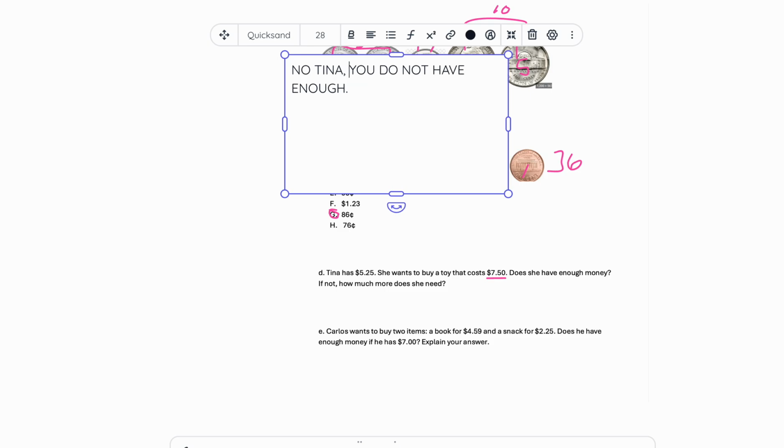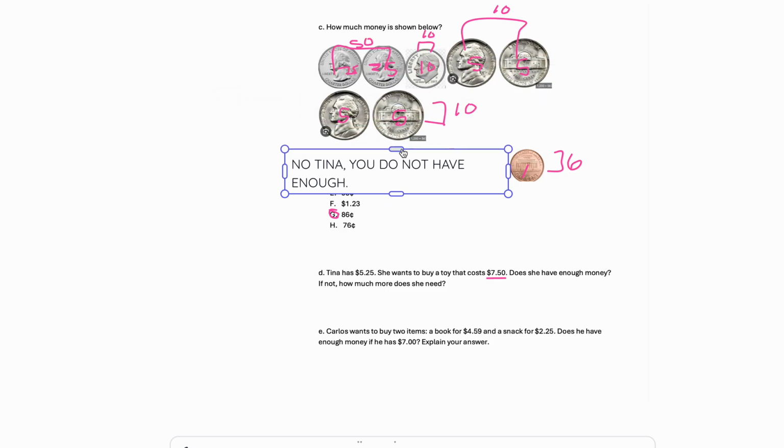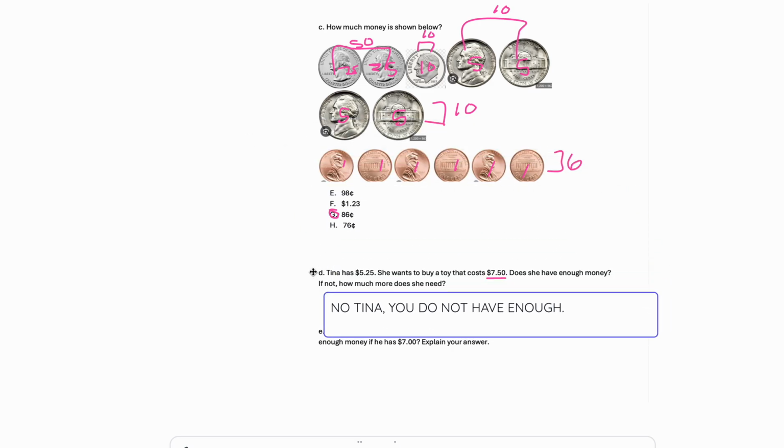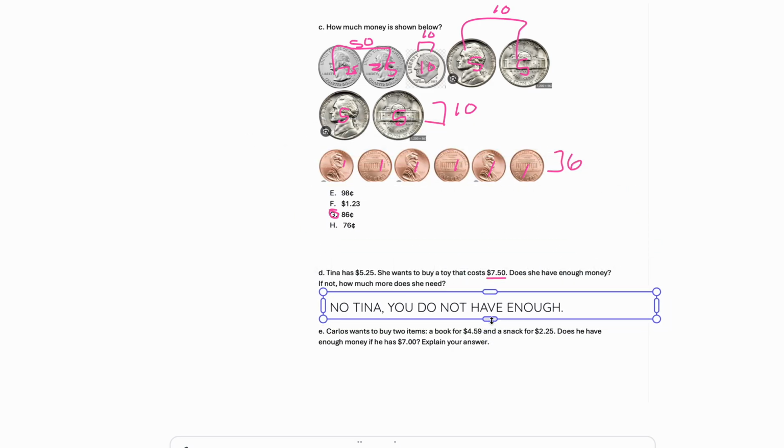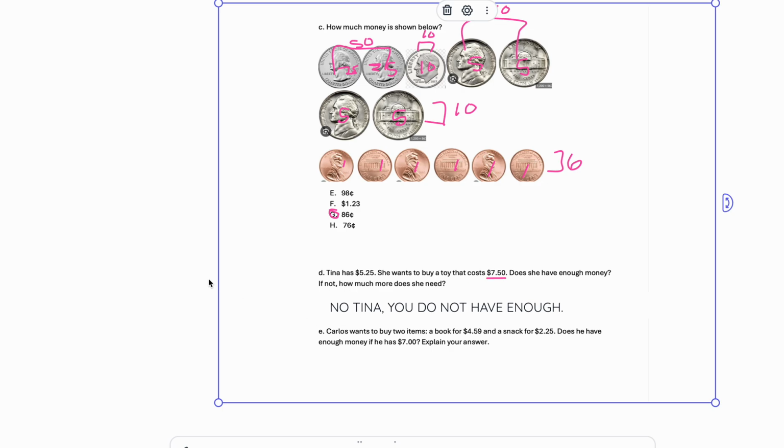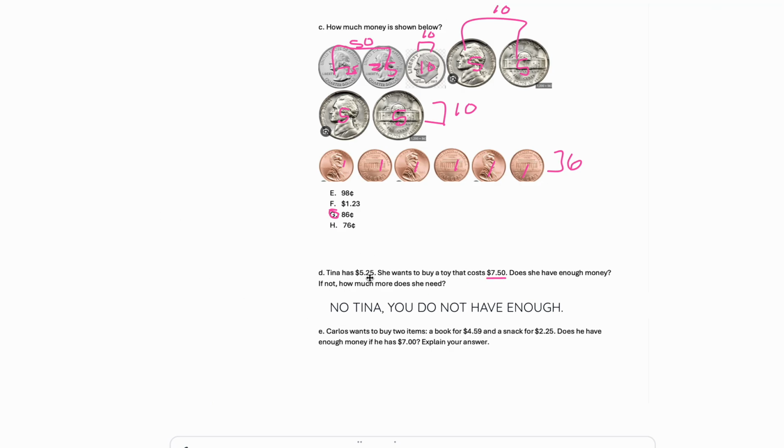So let's figure out, how much money does Tina need? So how can we figure that out? Are we going to add 750 plus 525? No, right? We need to figure out the difference. We need to figure out how much more she needs.